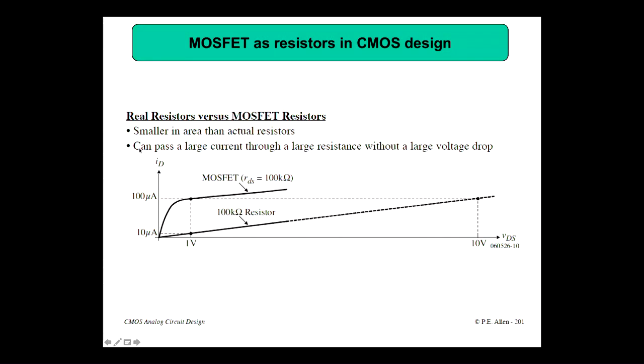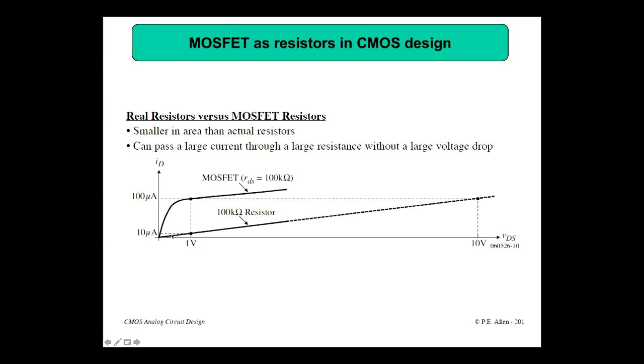Another advantage is that you can pass a large current through a large resistance without a large voltage drop. I have some resistance, and this resistance decides how much current it can pass because of the drop. But I can reduce the voltage drop across this resistance and pass more current, if I use MOS, because MOS is an active device. This is an example: this is a current, this is a voltage.